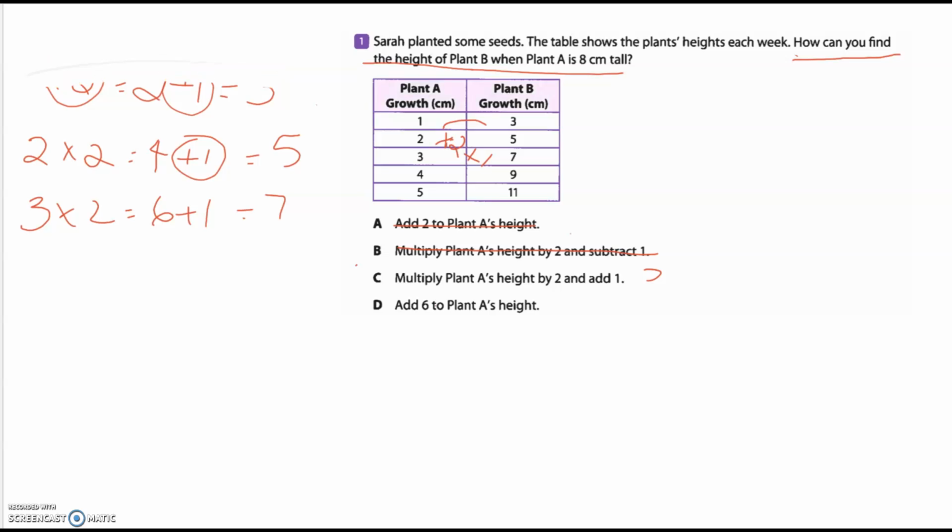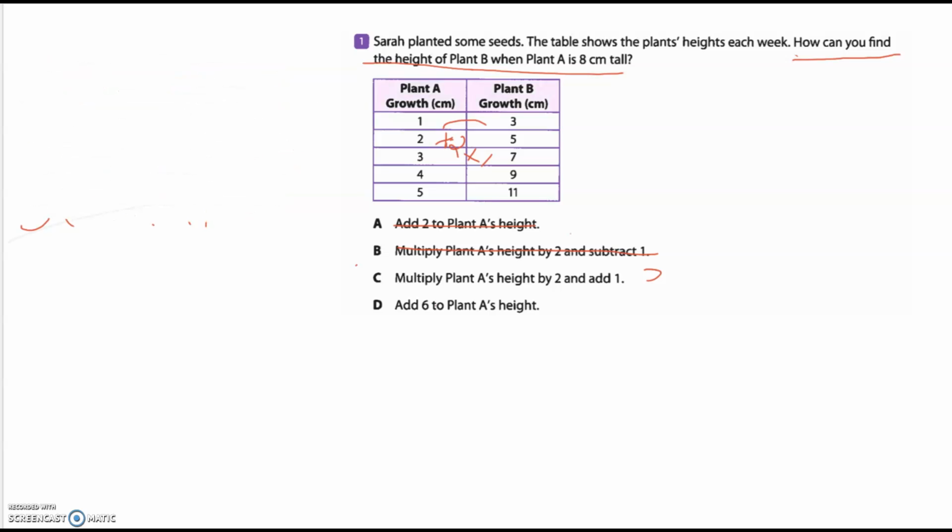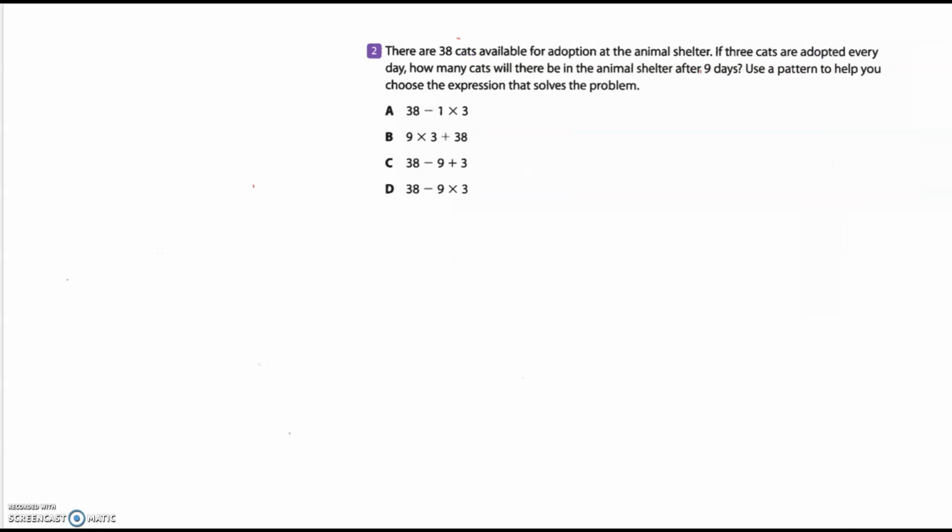But as I always tell you, good mathematicians always check the last one. So the last one says I'm going to add 6 to plant A. 1 plus 6 equals 7. That does not equal 3. I know that's not the correct answer. The answer is C.